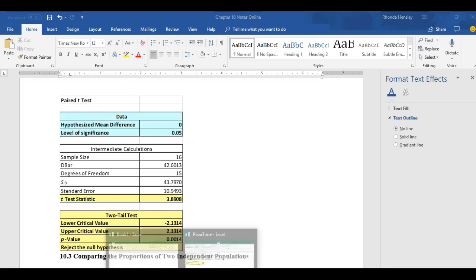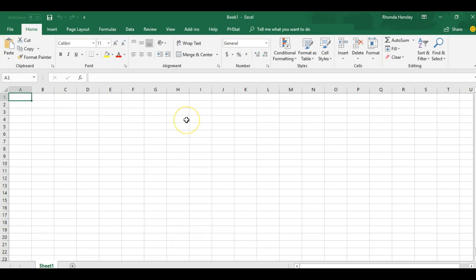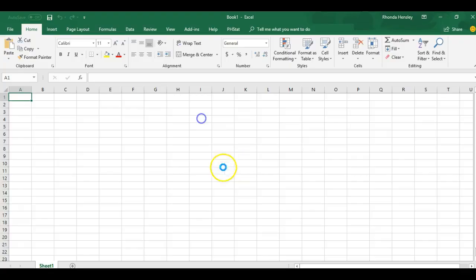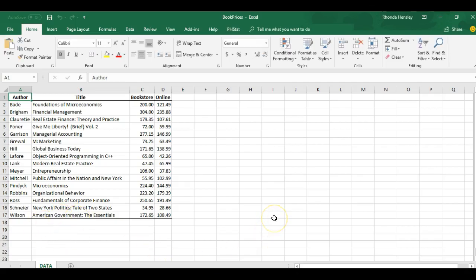And the way that I got that was, I go back to my book 1. This is in a file called book prices. So I open up book prices. Here's my raw data. I've got 16 different textbooks, everything from microeconomics to American government. And I've got the bookstore price and I've got the online price. And I want to know, again, research question, are they significantly different? So is the mu sub d equal to 0 or not equal to 0?